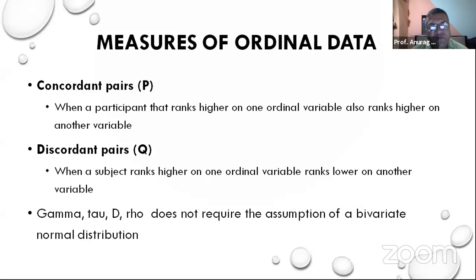One word of advice here is that gamma, tau, d, and rho do not require the assumption of a bivariate normal distribution. Now this is very important because I said that all our statistical books are dependent on the assumption that we are having a normal distribution. If we are not having a normal distribution, then we should use techniques which do not require the assumption of a bivariate normal distribution, and that is gamma, tau, d, and rho.